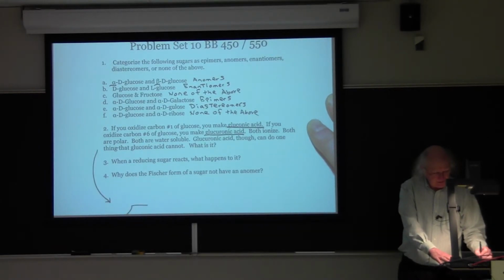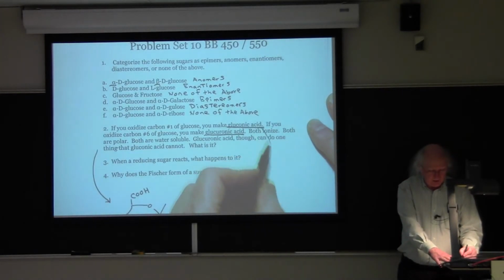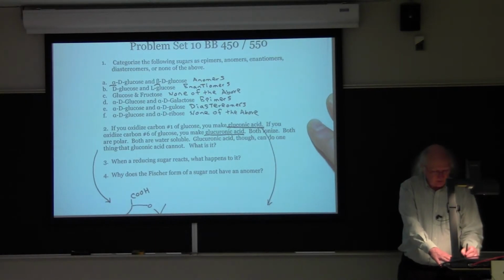Glucuronic acid looks something like this in the alpha configuration. Let's put it in the beta configuration, looking like this. Notice the carboxyl group on carbon number 6 is characteristic of glucuronic acid. Gluconic acid, on the other hand, has the carboxyl group on carbon number 1. So this is the structure of the two compounds that I have in the problem.